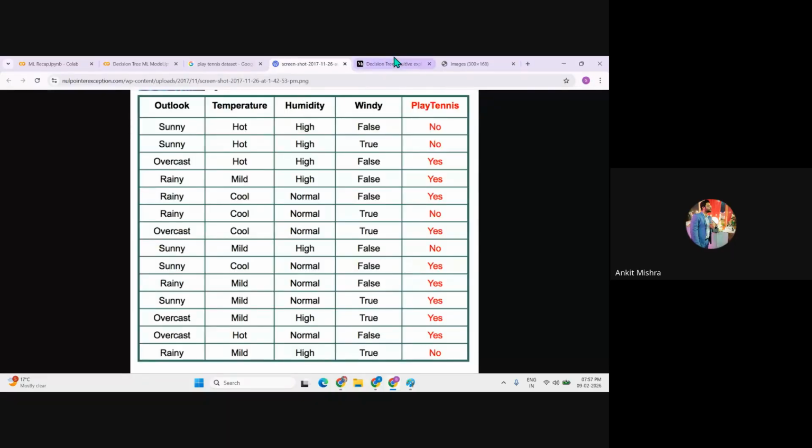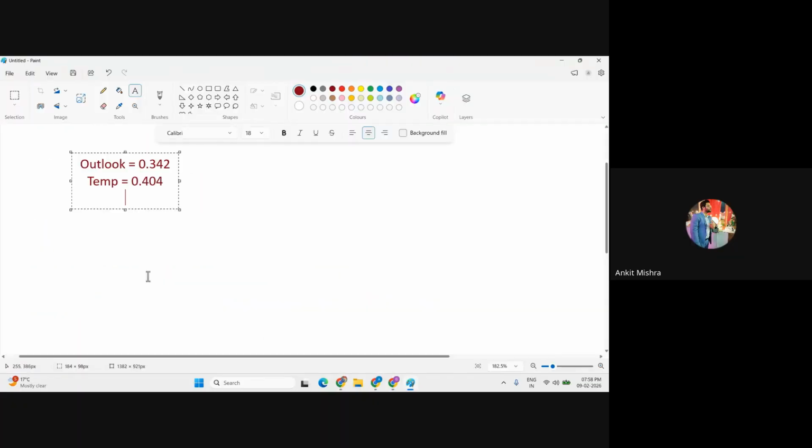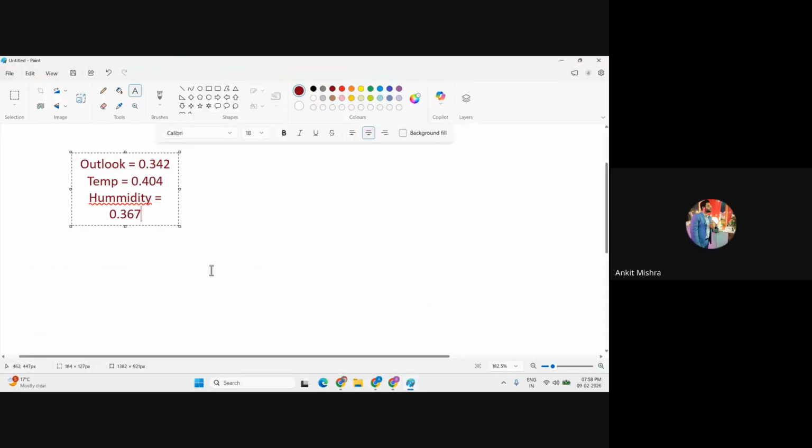The Gini index of the humidity is 0.367. Let me just write it here. And the Gini index for the wind is 0.82. Now just let me know which feature has the lowest impurity. Guys, let me know in the chat, which feature has the lowest impurity? Is it temperature, humidity, windy, or outlook?